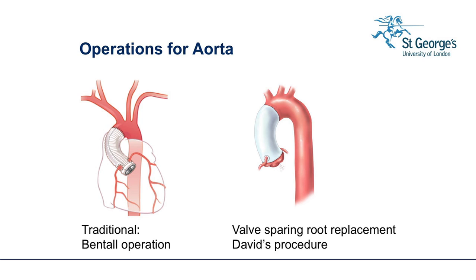What operations are available? The initial operation was the traditional Bentall operation, which replaced the wall of the aorta and the aortic valve. An improvement is the valve-sparing root replacement, or David's procedure, and especially if the patient is a woman planning pregnancy, we do try to save the aortic valve.